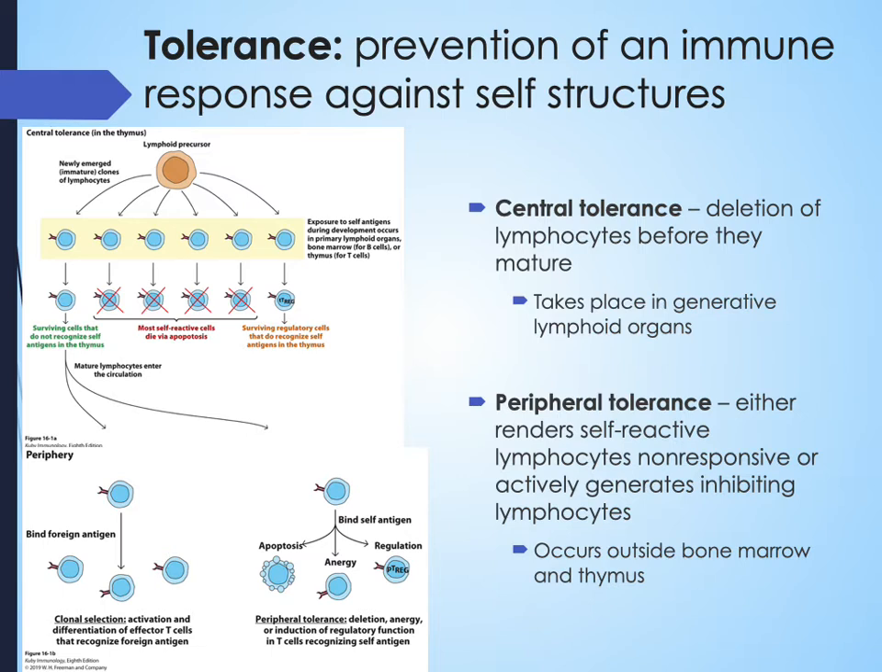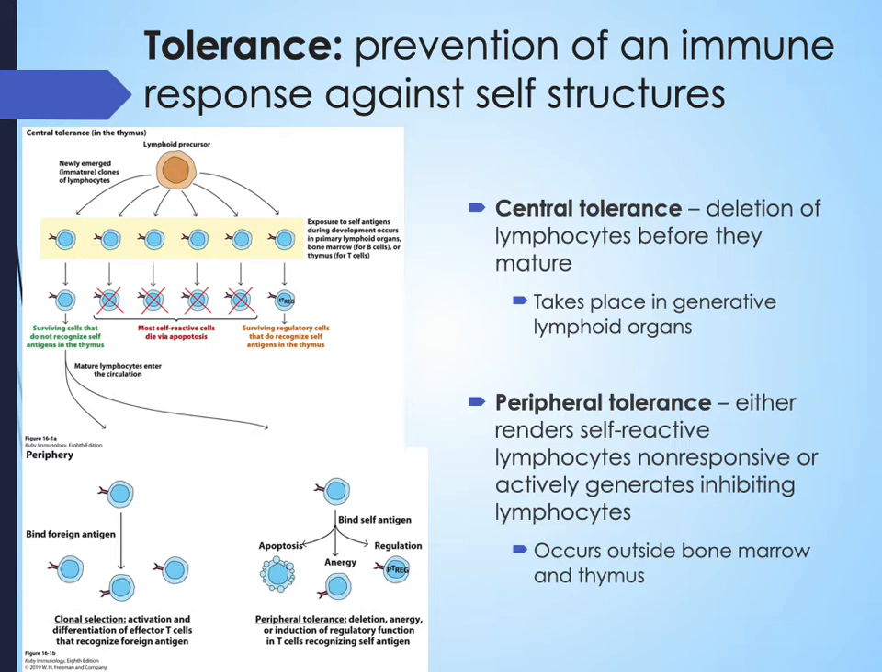With tolerance, remember, we want to prevent the immune response against self-structures, so self-molecules, self-proteins. And we have central tolerance, where we delete lymphocytes before they mature. This is where we'd have negative selection. This is going to happen in the lymphoid organs where they're generated. Now, peripheral tolerance is once it goes out into circulation, once it's in the lymph nodes, the spleen, how can we stop any of those that might have gotten out? Or if there's been some kind of somatic hypermutation, so now the antibody might recognize self, how can we delete those so that won't recognize self and cause autoimmunity?